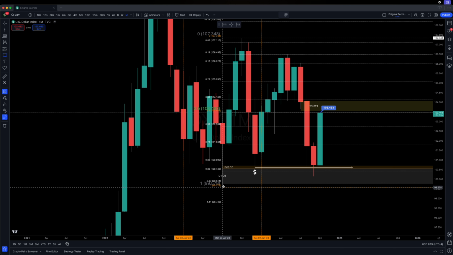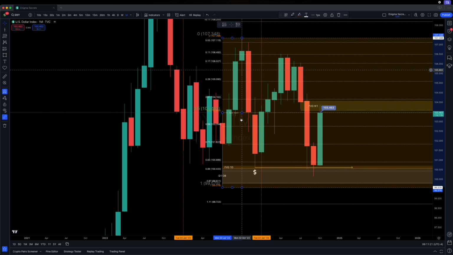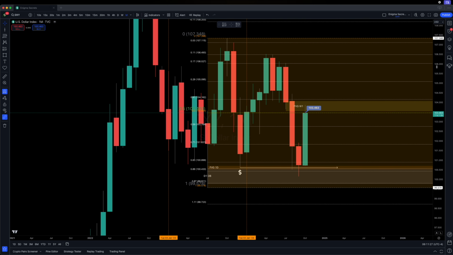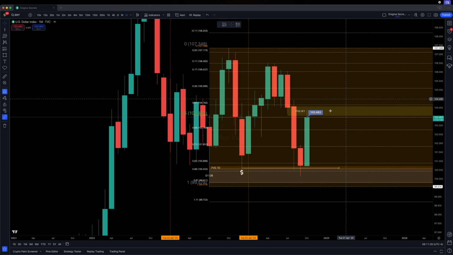Therefore, this dealing range is the high of 2023 and the low of 2023. And look how precise it is. Sweep of liquidity, buying in a discount, selling in a premium, filling that fair value gap.